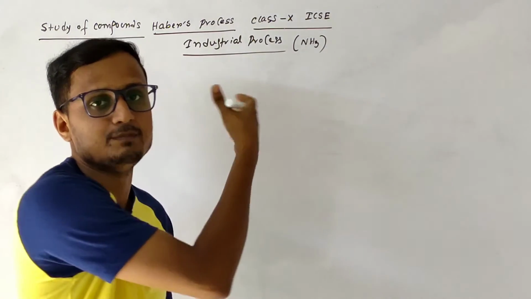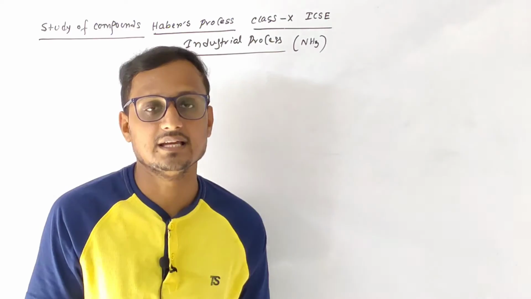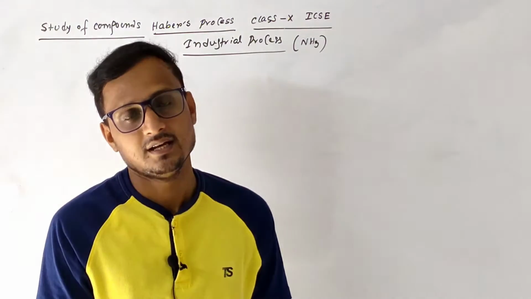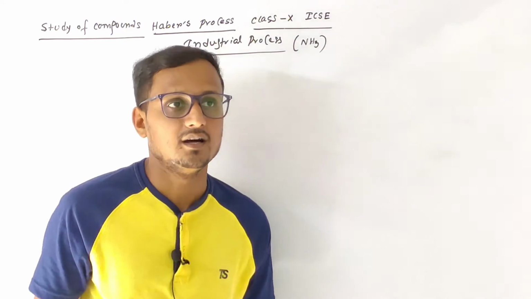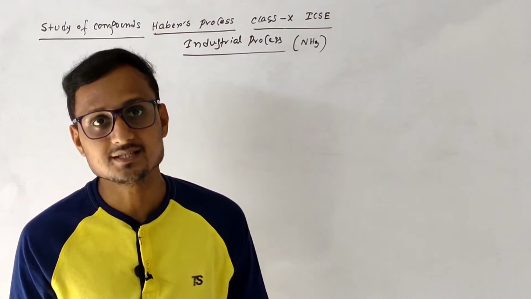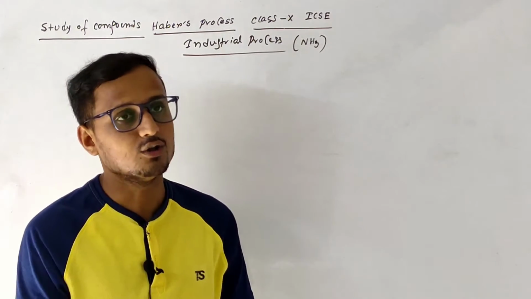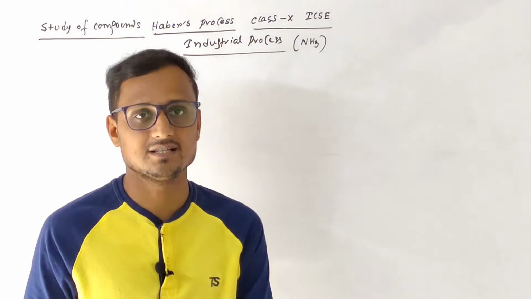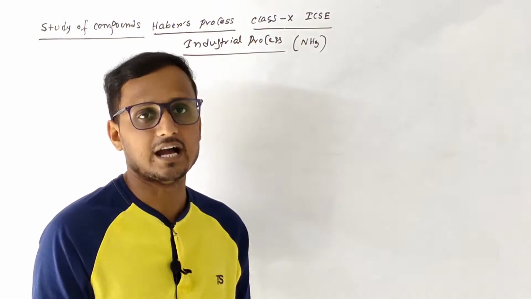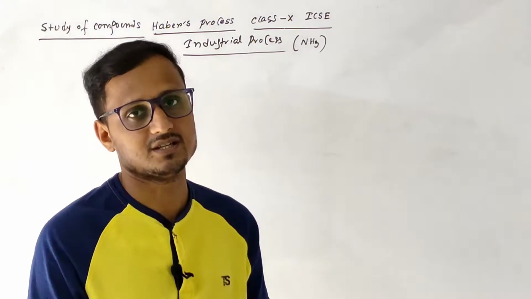Now, how can we prepare this ammonia? We have to take raw materials like hydrogen and nitrogen. That hydrogen we can easily get from the Bosch process, that means from water gas, and also from natural gases. It is very abundant in natural gas, so we can get hydrogen from water gas in the Bosch process, or from natural gases.